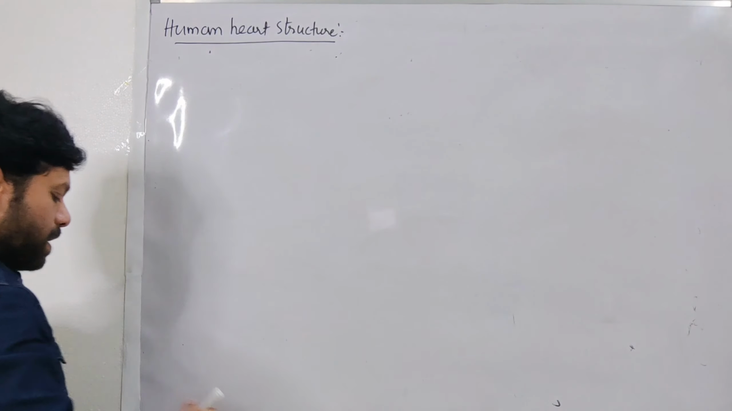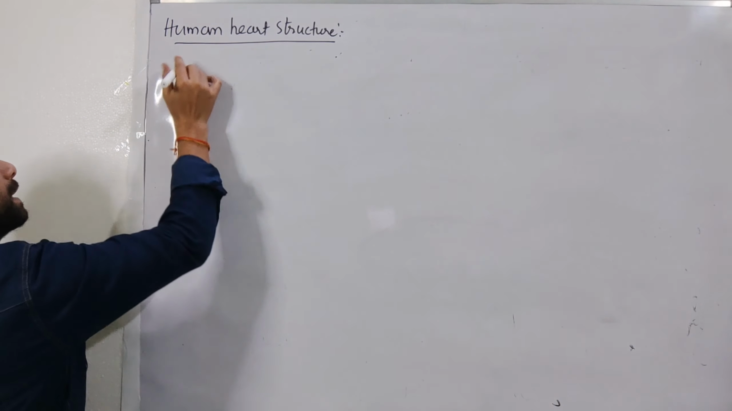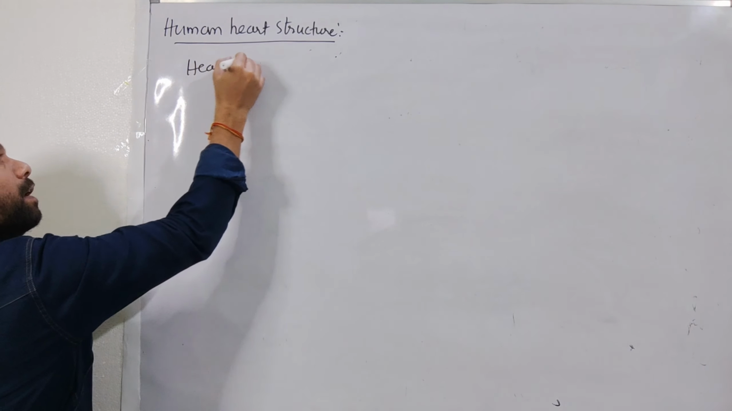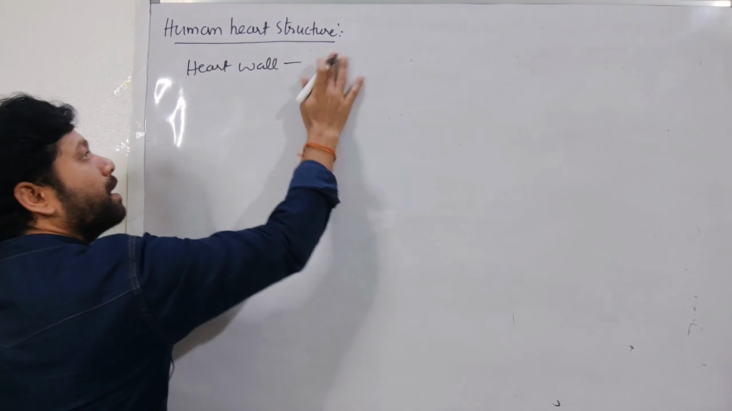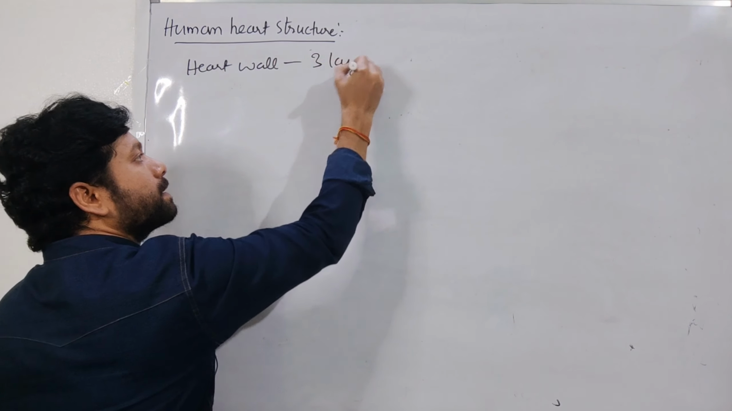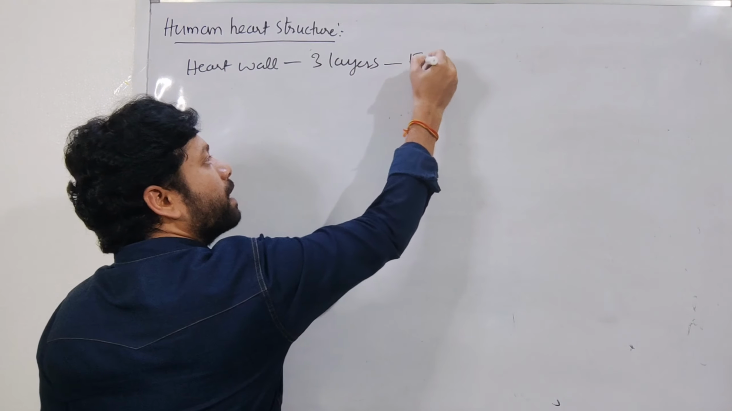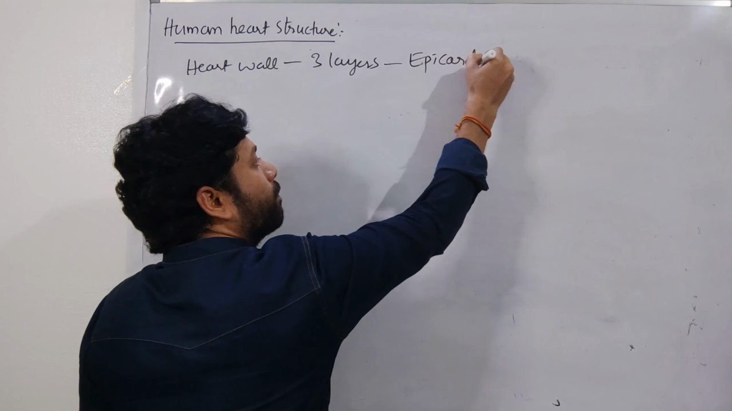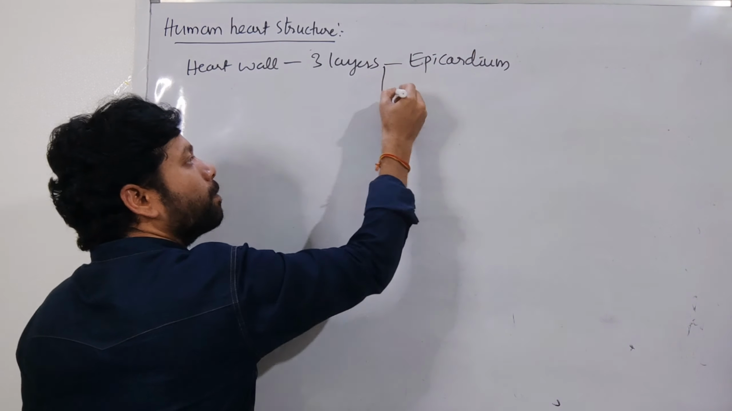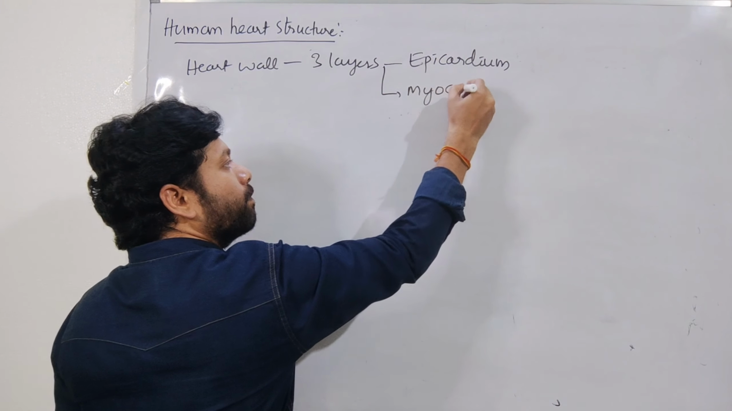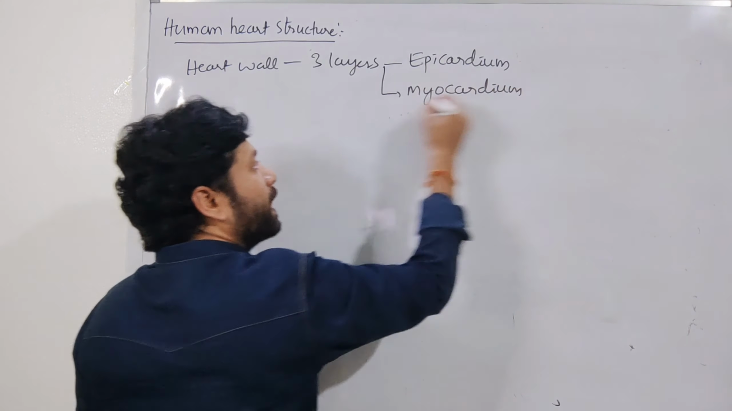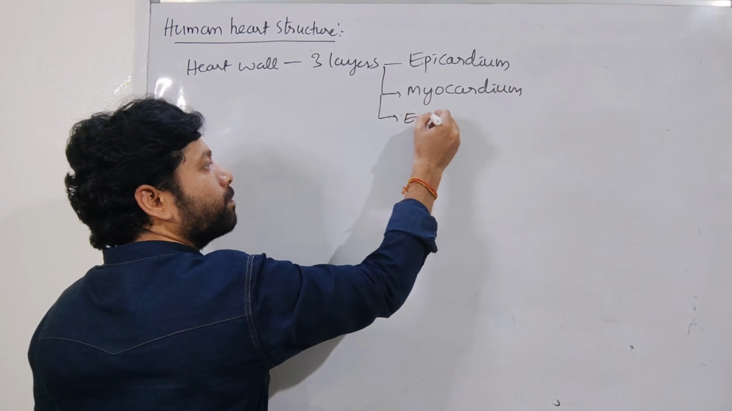So, the heart wall contains how many layers? Three layers. The heart wall contains three layers: epicardium, myocardium, and endocardium.